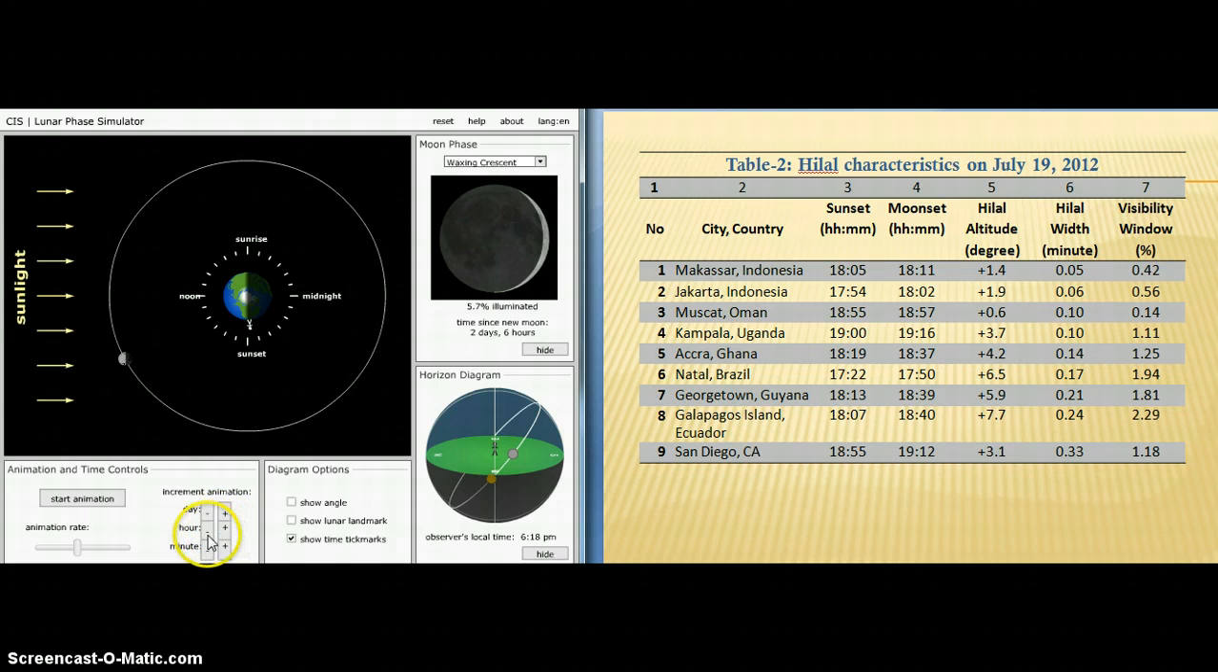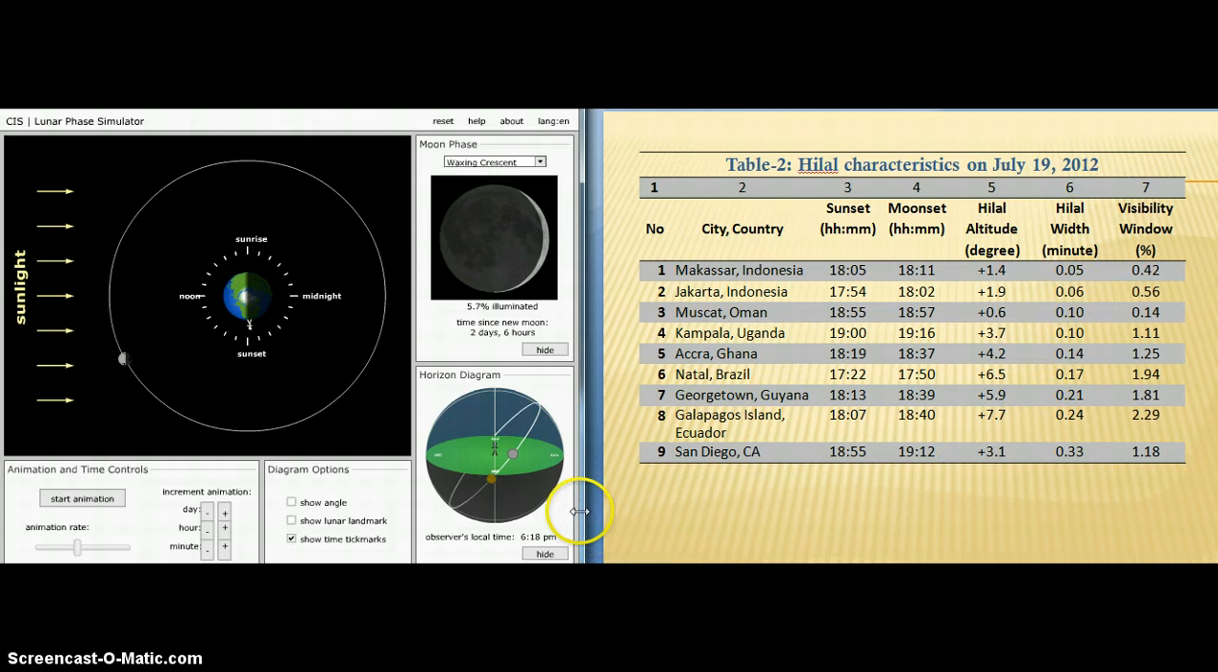Table 2 below, in addition to showing the characteristics of the crescent at sunset of July 19, 2012, also shows the window to conduct moon sighting within the 24-hour presence of the crescent between two sunsets of July 19 and 20, 2012. Astronomical information in columns 3 to 6 in Table 2 was obtained from the Accurate Times software developed by Muhammad Odeh of Jordan.